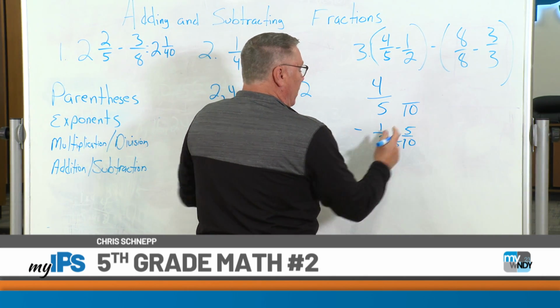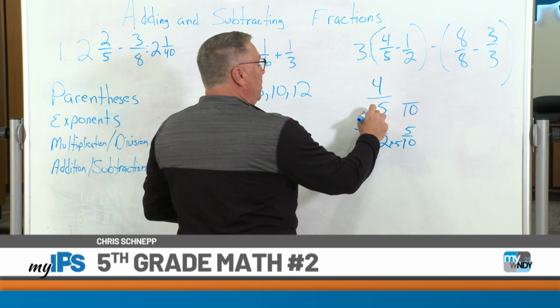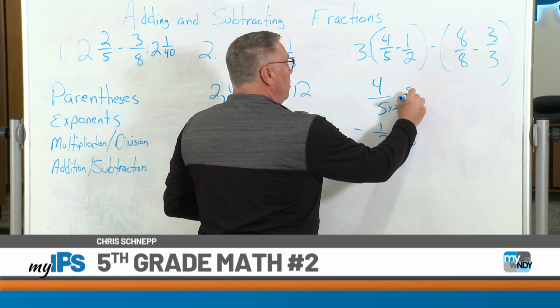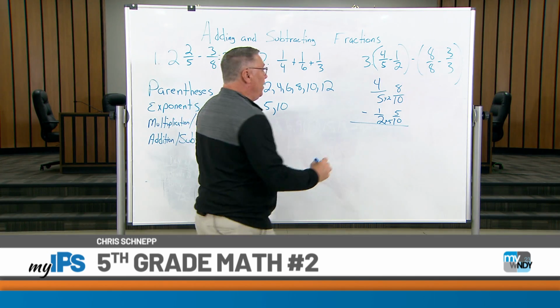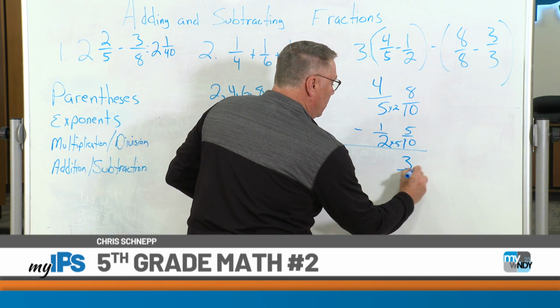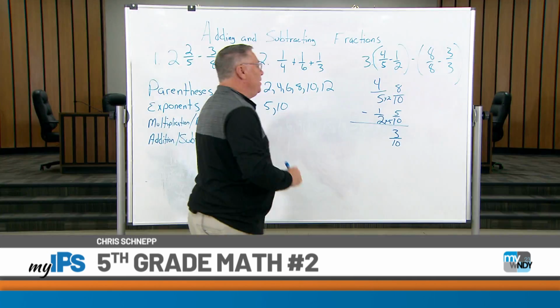Times 5 and 1/2, that's 5/10. Times 2, and that's 8. So 8 minus 5 is 3. So on this side, we have 3/10.